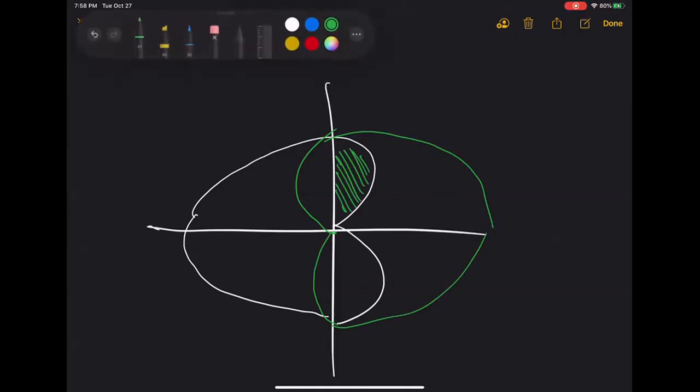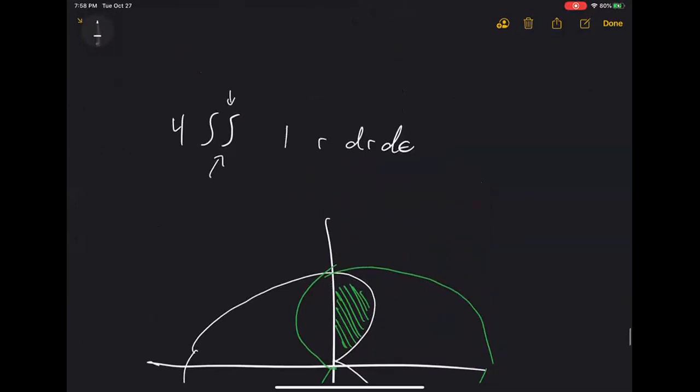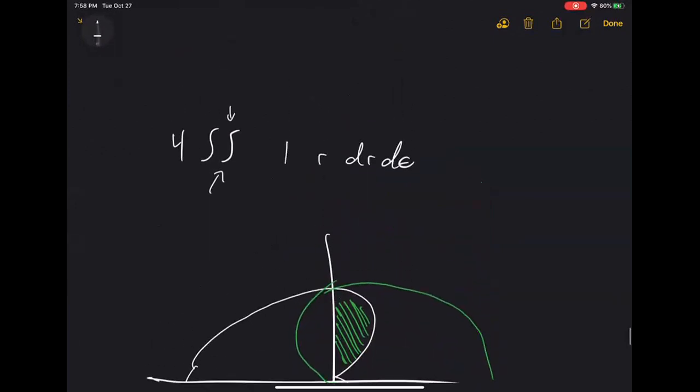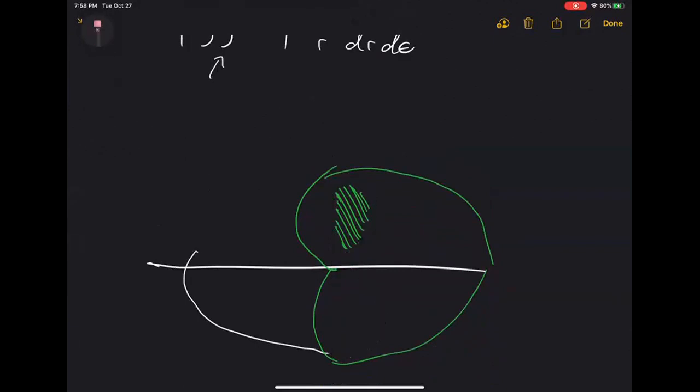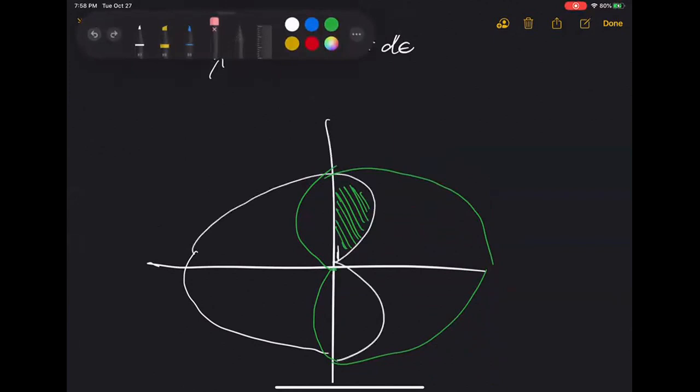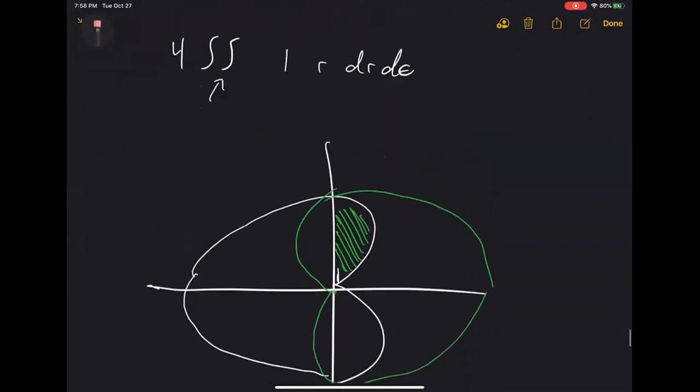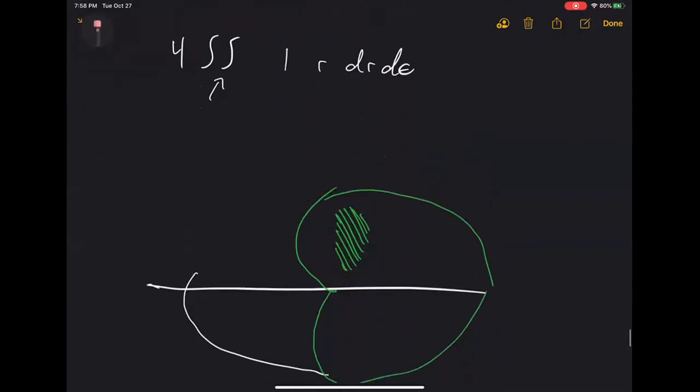Okay, so I'm trying to find my r bounds and my theta bounds. Well, let's see. My r is bigger than 0, right? If I had radius 0, I'd be down here.